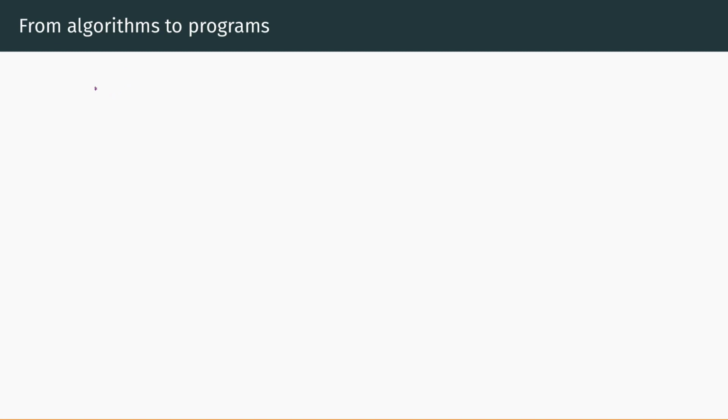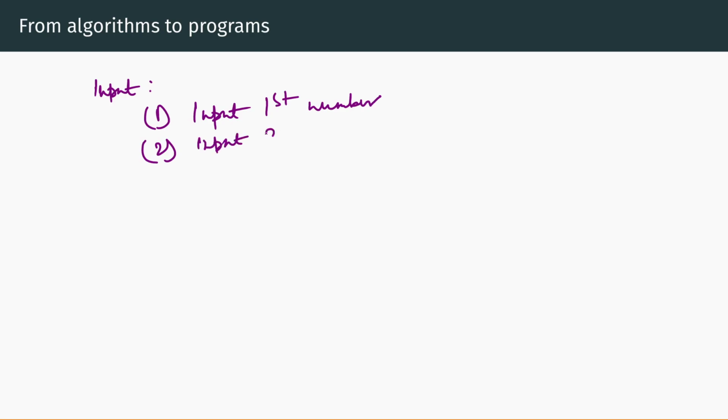The first part was input, right? So in input, what we did was we said we input first number, right? And input second number, right? And input third number, right? So input three numbers.